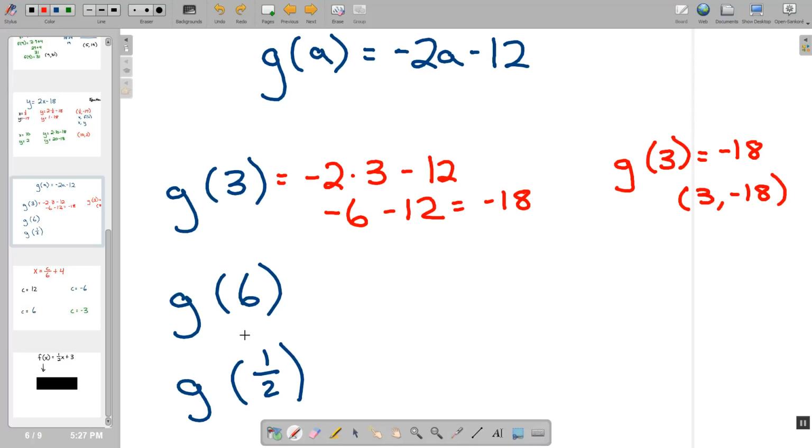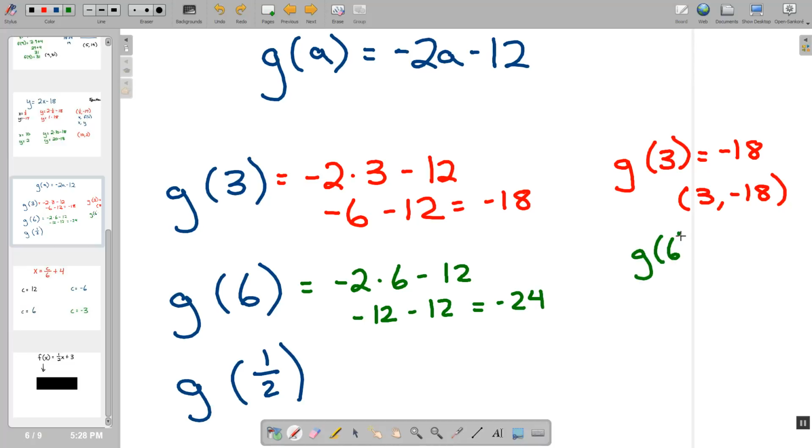G of 6 is the exact same idea. We replace our x, or our a in this case, with 6. So I do negative 2 times 6 minus 12, which gives me negative 12 minus 12, which is negative 24. Therefore, g of 6 is equal to negative 24. Or we could write it as the ordered pair 6 comma negative 24.